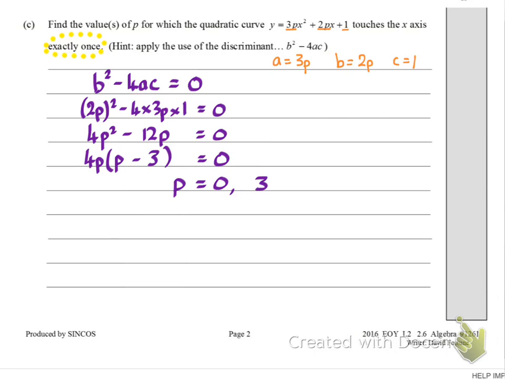Now if you put 0 into the top equation, nothing happens. You get the line y equals 1. That is not a quadratic. So we discard p equals 0, and the only answer is p equals 3. You're doing extended abstract thinking. That's 7 marks.